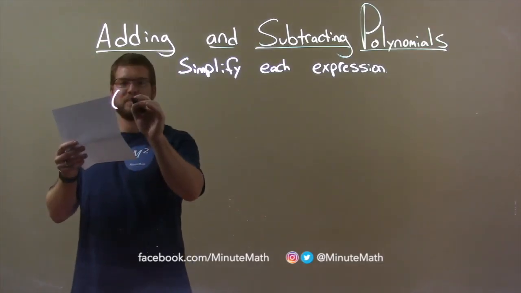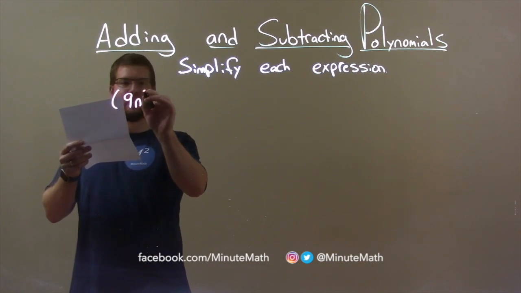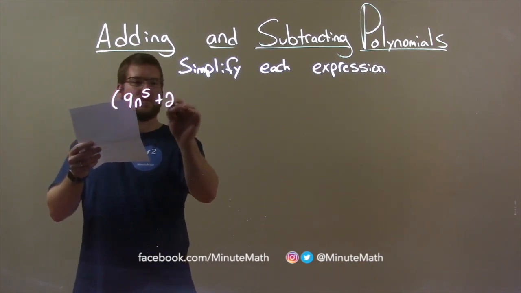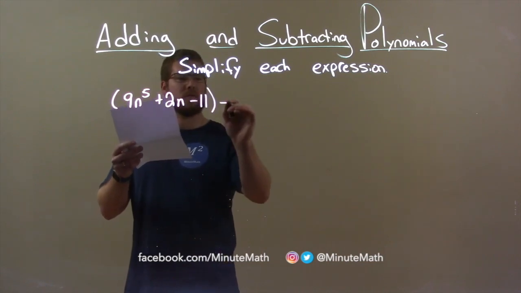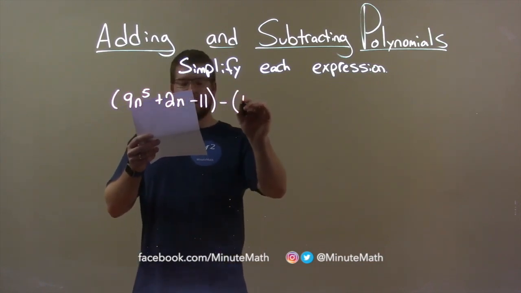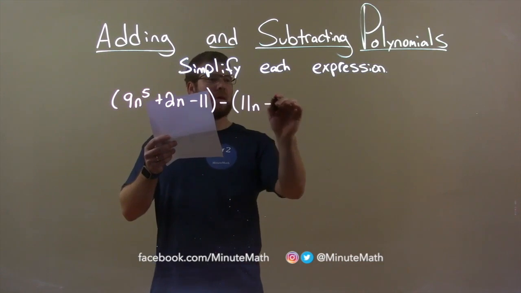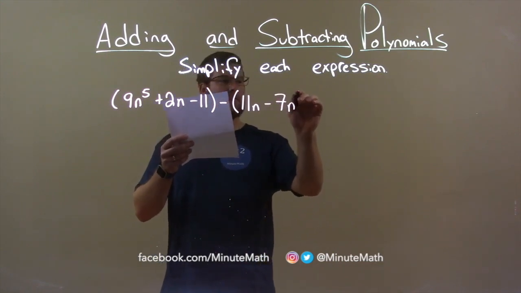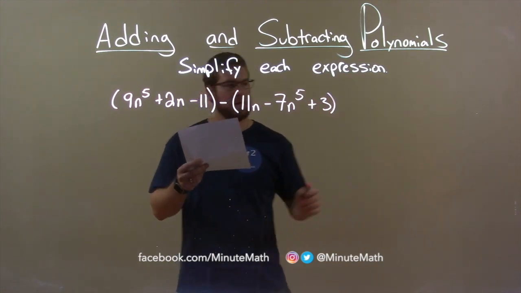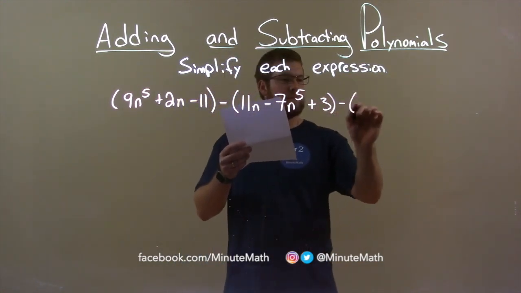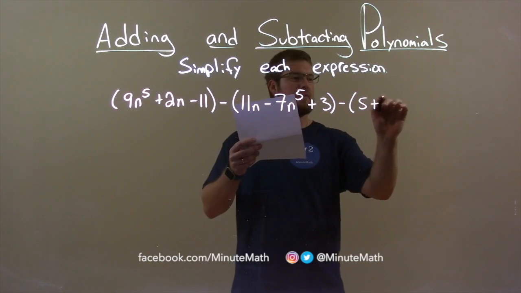It's a big one. 9n to the 5th plus 2n minus 11. Next parenthesis, minus 11n minus 7n to the 5th plus 3, minus my last parenthesis, 5 plus 7n.